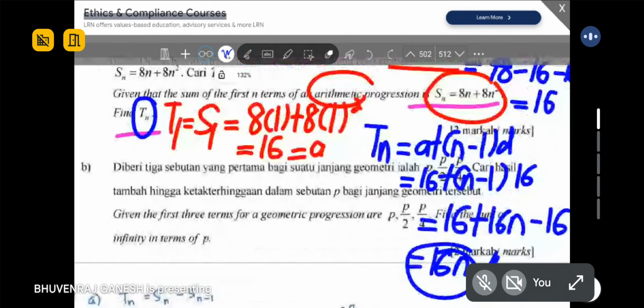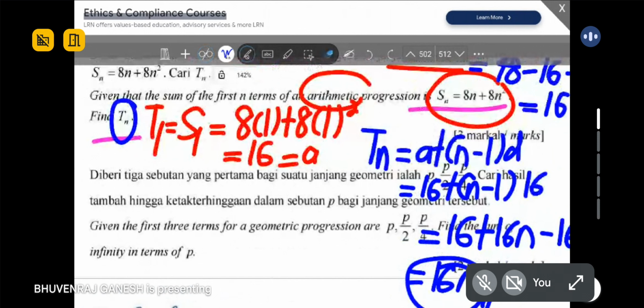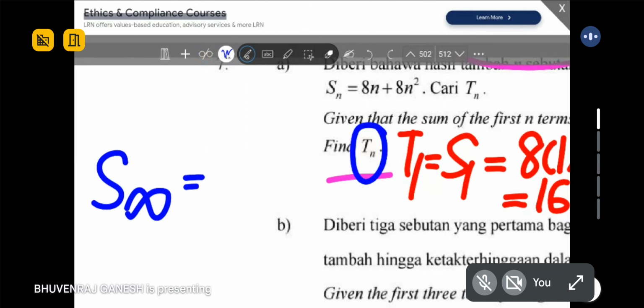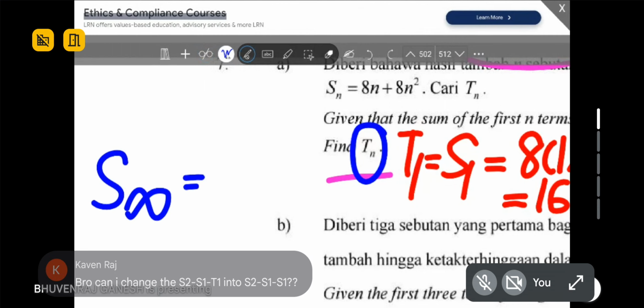All right, so the next one, guys. Now they talk about geometric, janjang geometri. They ask you to find the sum to infinity. So does anyone still remember the formula? S infinity, geometric progression. Okay, slowly.